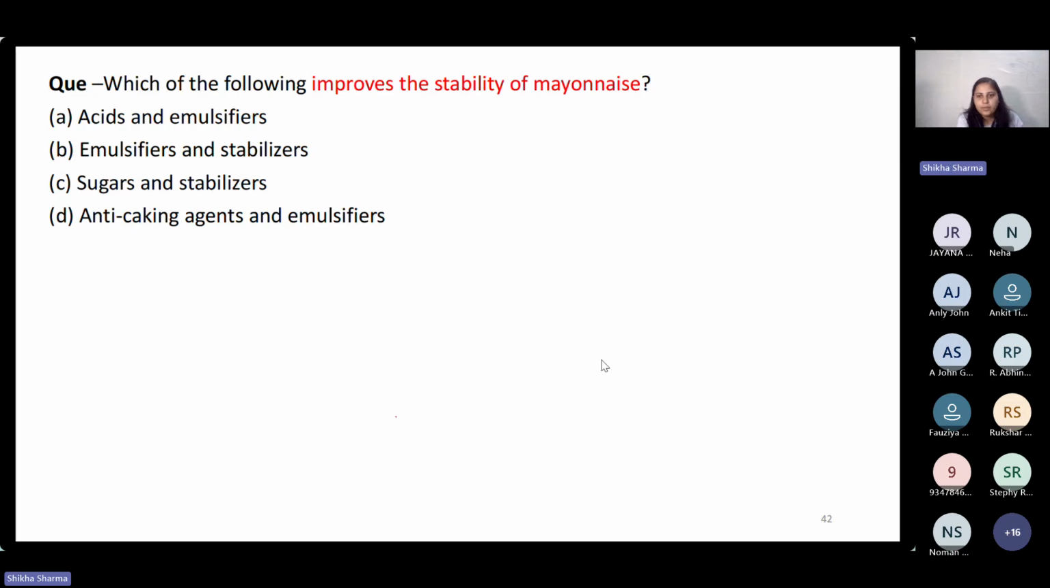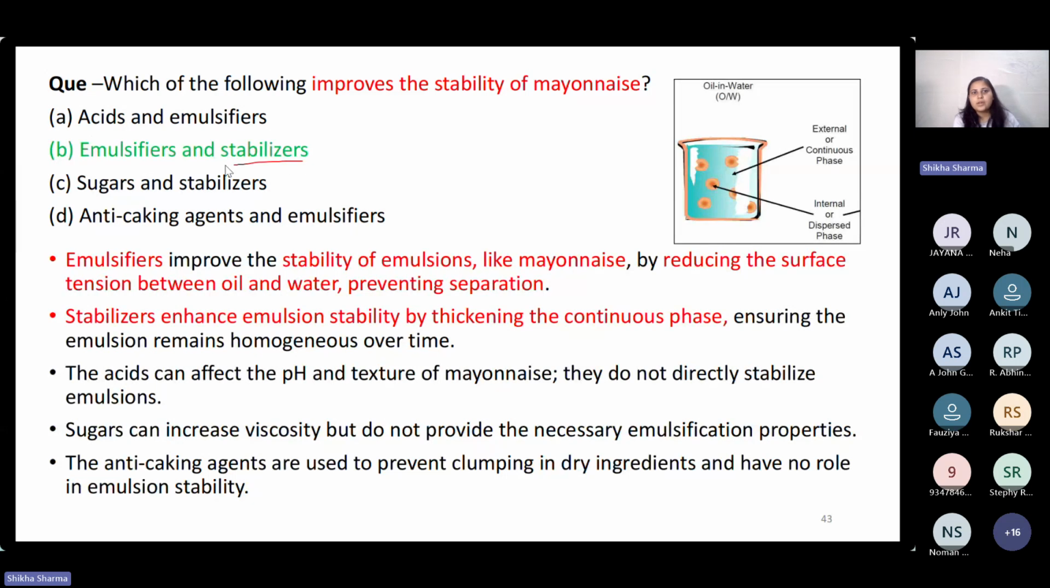Okay, so now this is Lakshmi B, Fozia B, Satyam B, emulsifiers and stabilizers. Jitendra B, okay. Gautam also B. Everyone is on the same page. So emulsifiers and stabilizers is the correct answer.